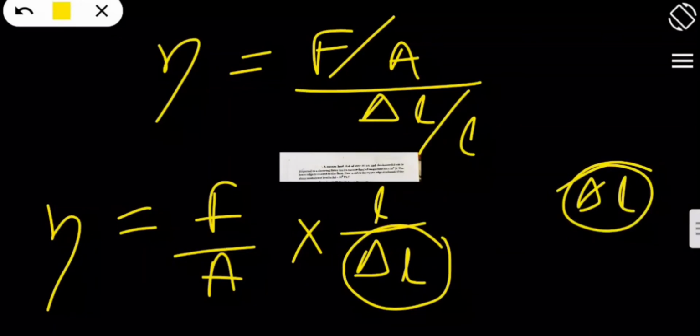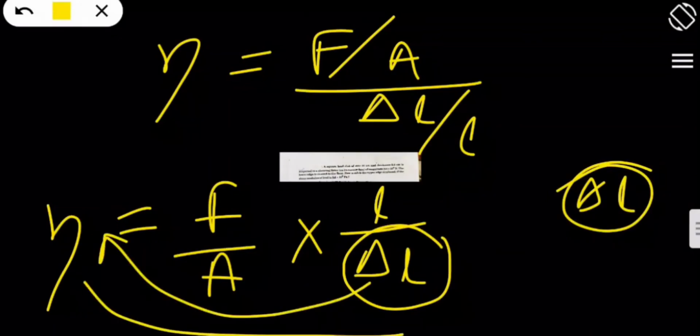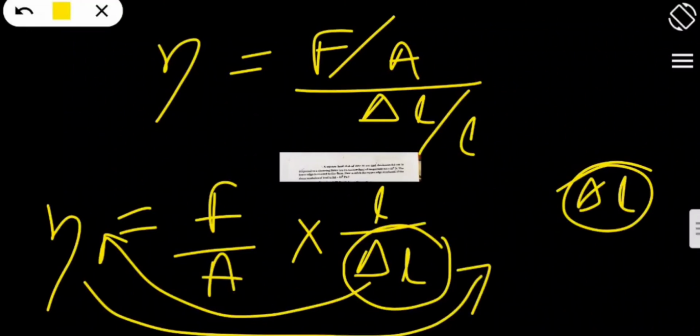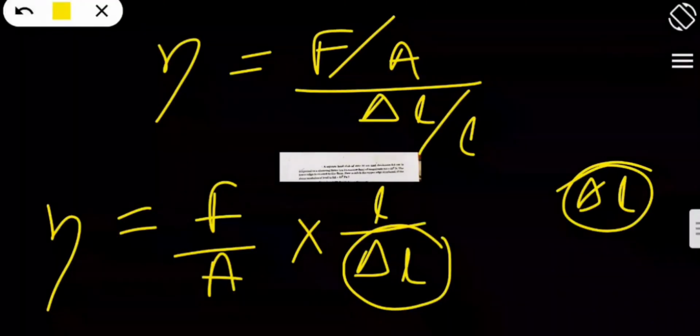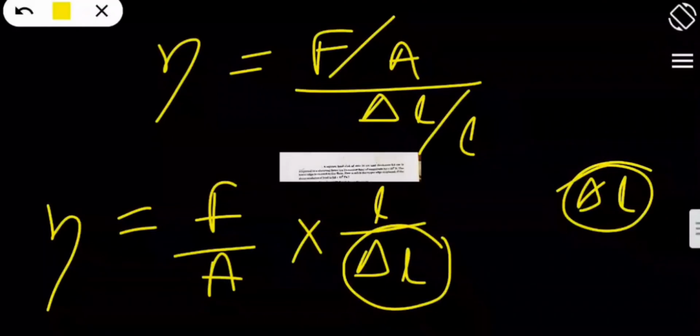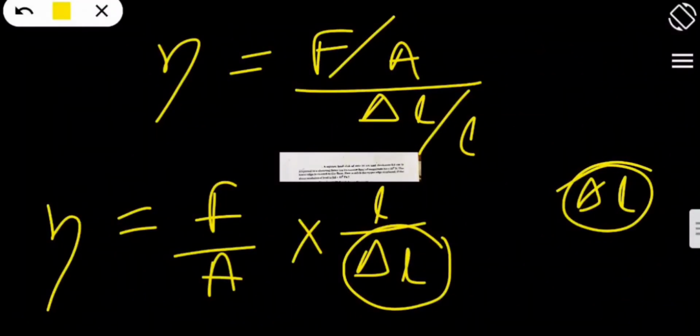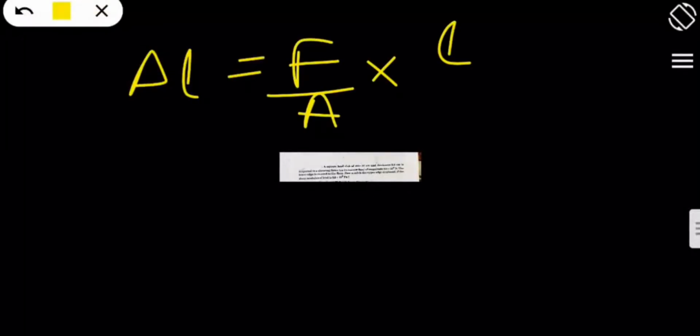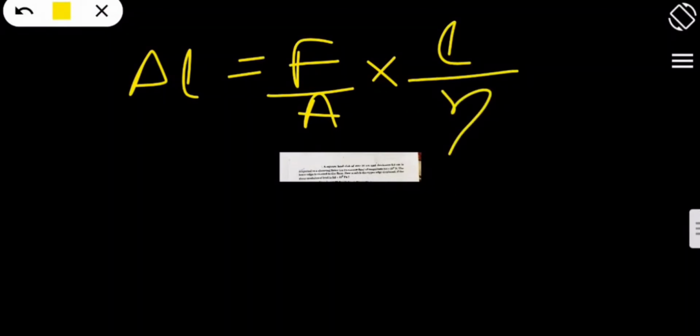So delta L will go to this side, eta will come to this side. Just a small interchange in the formula and we can find out easily. Let me write down the formula again. The formula I can write as delta L is equal to F by A into L by eta. F by A into L by eta.